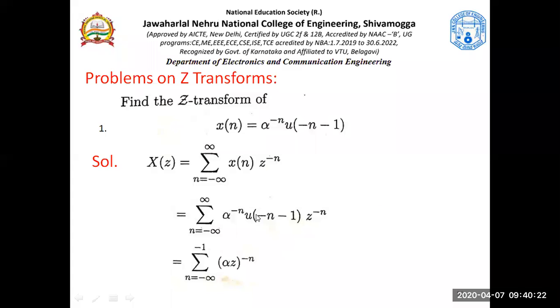In the same step, there is a z, there is an alpha, and both alpha and z have minus n as the power. That's the common power we have for both alpha and z. That's why that minus n is taken common in the power. Okay, till here, everybody?